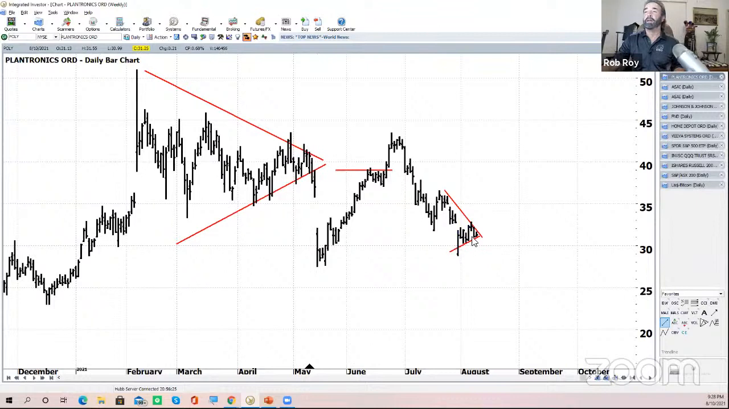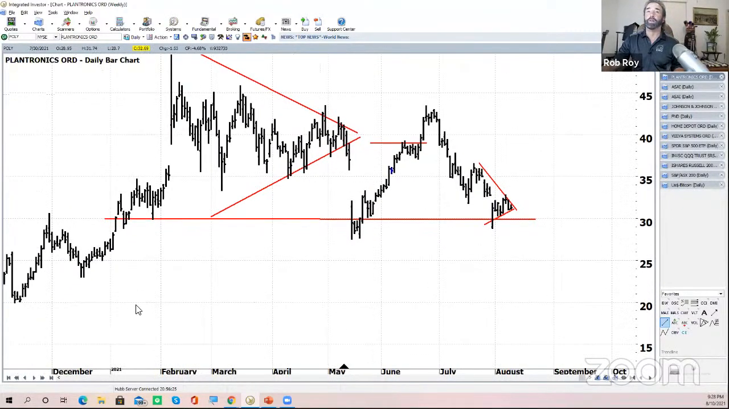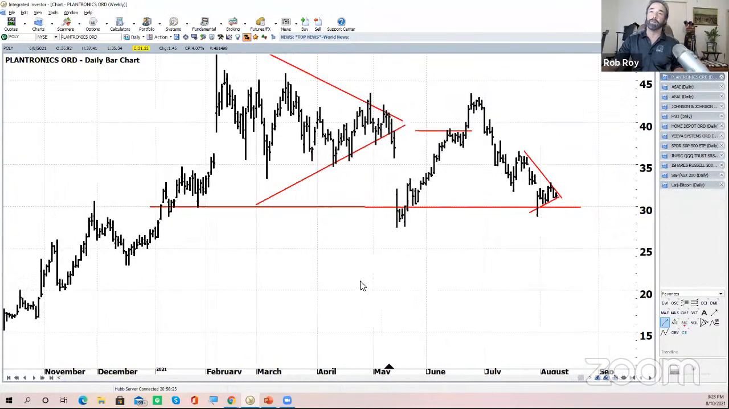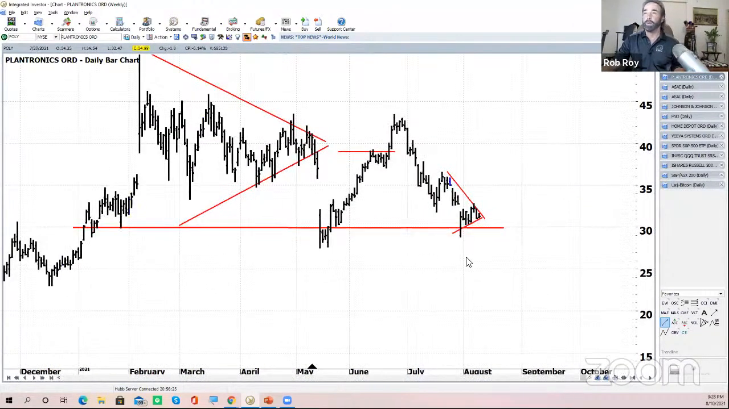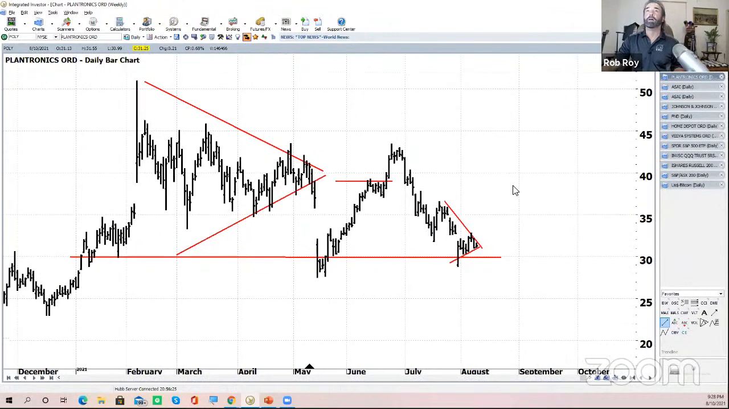We may go ahead and hedge that with some puts again because we're sitting here at this area of support. So a break below this would send it all the way down, possibly down to 20. I've been looking at 25 for a while as well, but you trade what the market gives you.